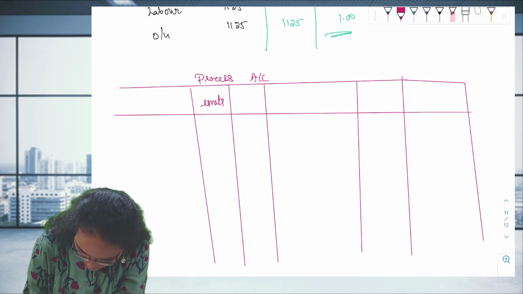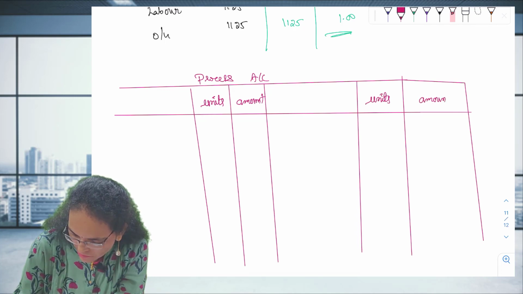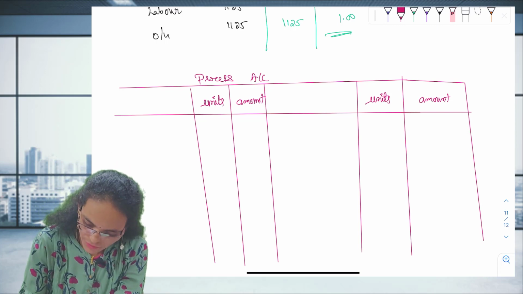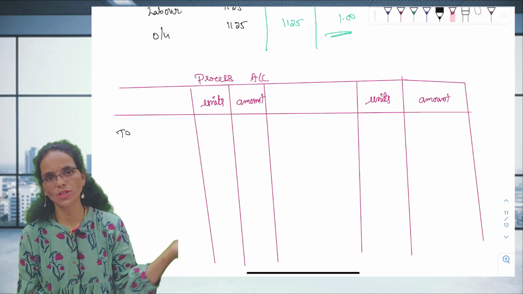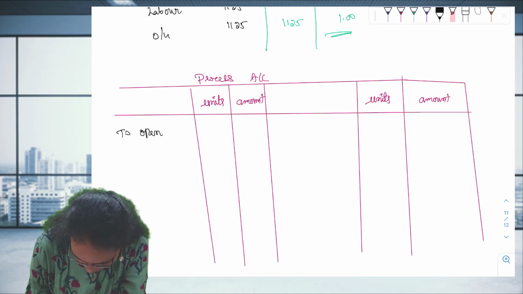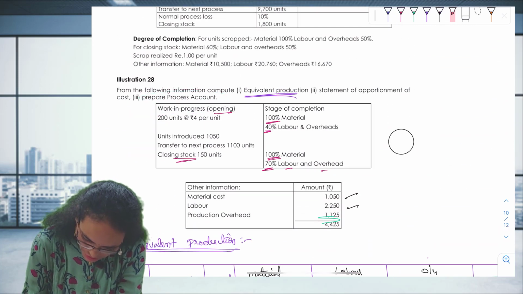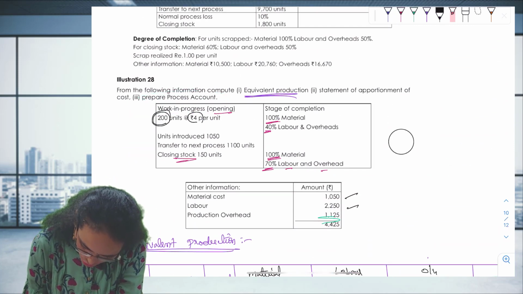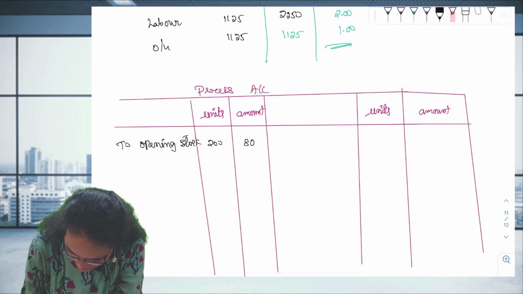Units, amount, units, amount. Here, opening stock from the previous process, how much did we get as opening stock? Come here, 200 units, 4 rupees each. 200 units at 4 rupees each is 800.